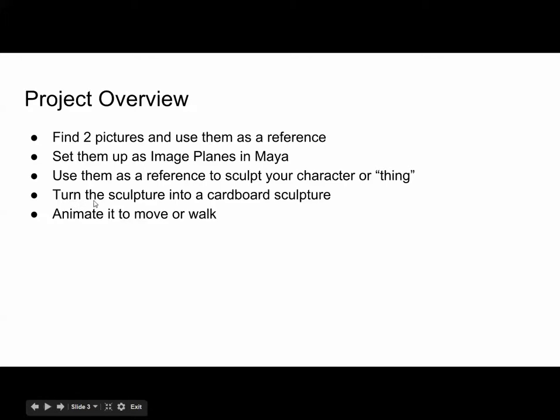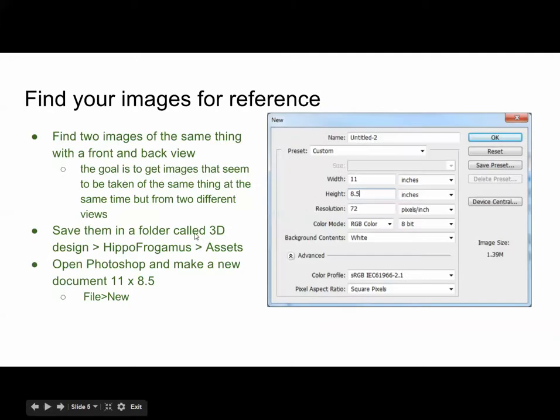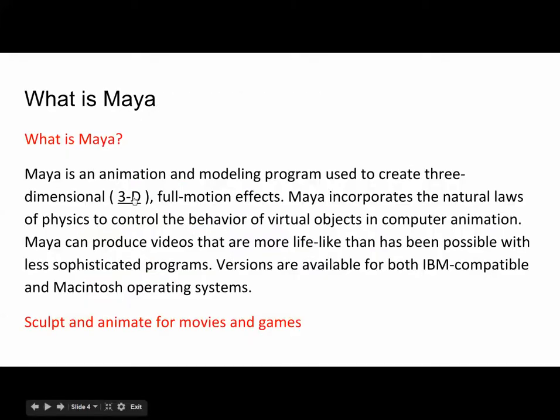Then after that we're going to turn the sculpture into a cardboard sculpture. We're going to cut it out on the laser cutter in cardboard, and also in Maya we're going to animate it to move or walk or do whatever it would do. Okay, read this. What is Maya? Take notes on this. By the way, whenever you see this, hit pause and do that.